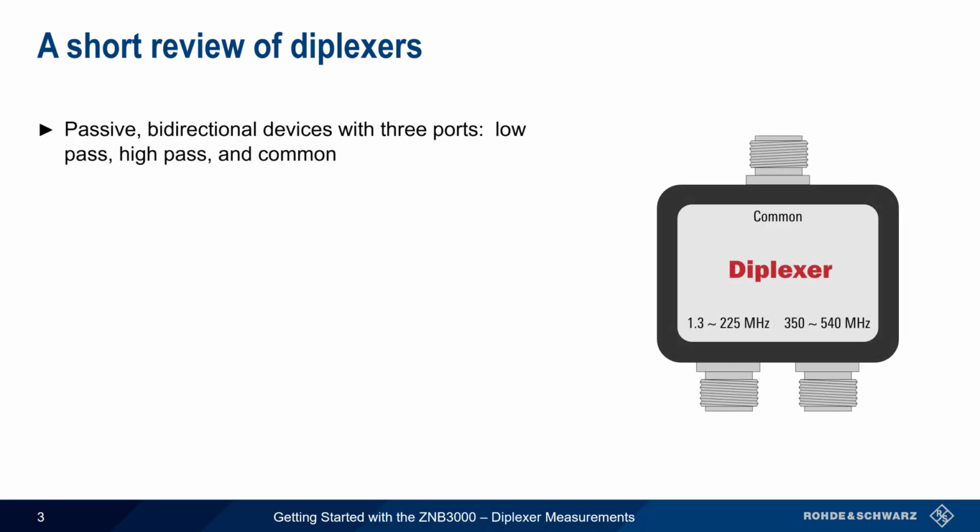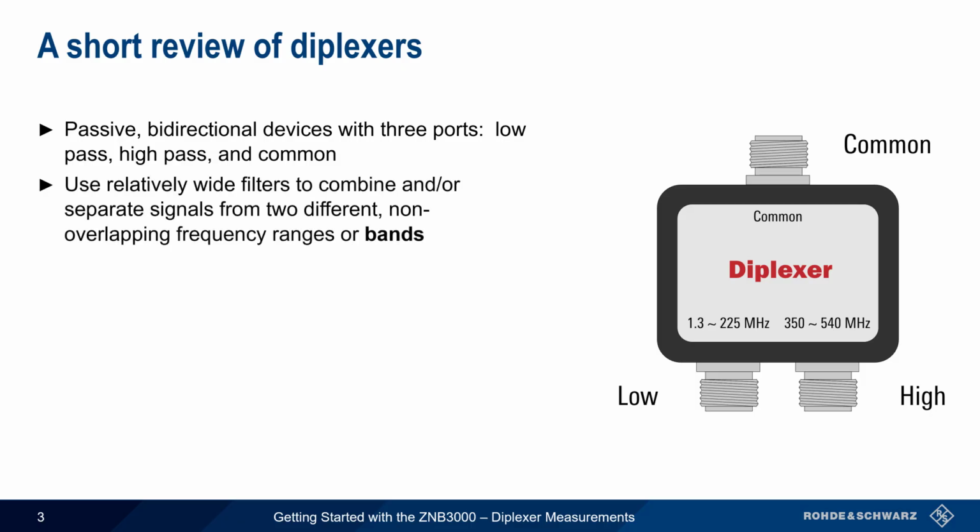Diplexers are passive bidirectional RF components with three ports: a low-pass port, a high-pass port, and a common port, sometimes also called a mix port. Relatively wide filters are used to combine and/or separate signals into two different, non-overlapping frequency ranges or bands. These bands are usually far apart, that is, they're separated by tens or even hundreds of megahertz.